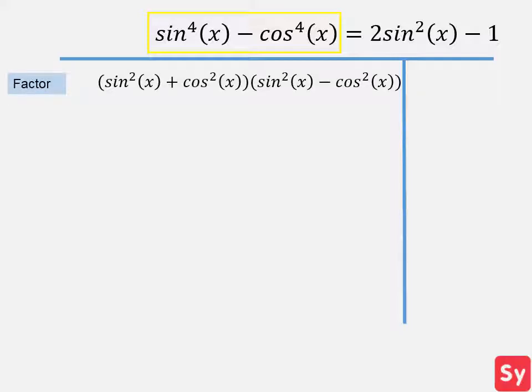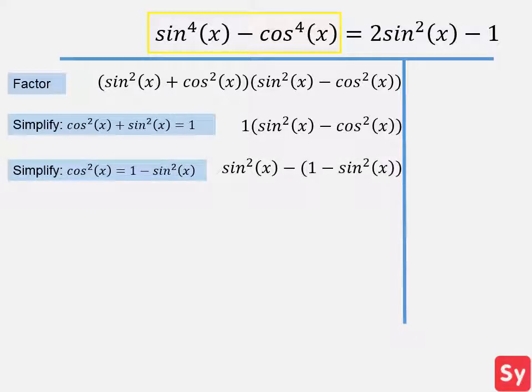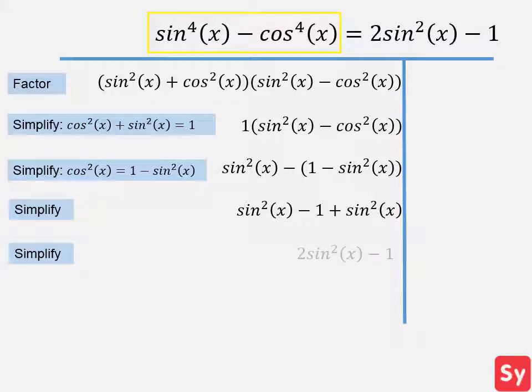Next, we can simplify using this identity. Now, by looking at the result, we want 2 sine of x squared minus 1. We want to have only one sine function, so we will rewrite cosine of x squared. Next, we simplify by distributing the negative 1. Then we simplify again, and we get our answer.